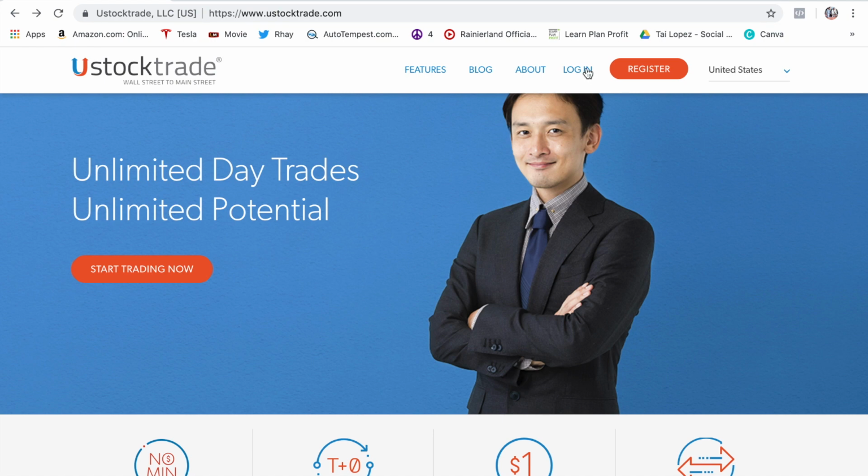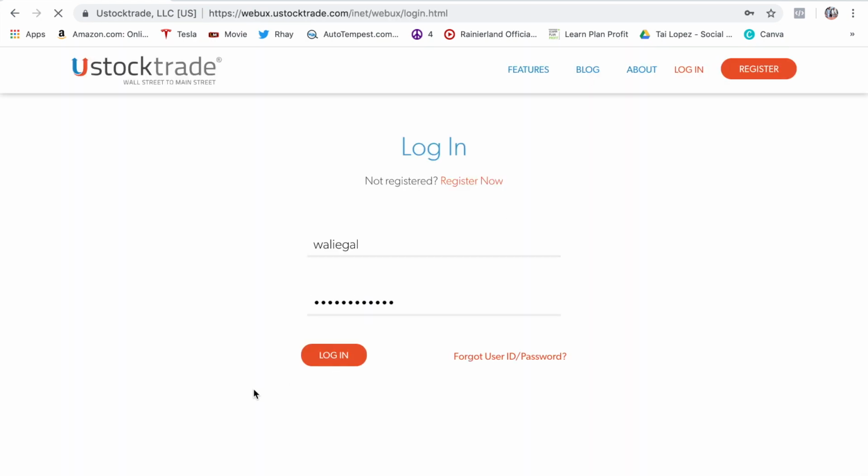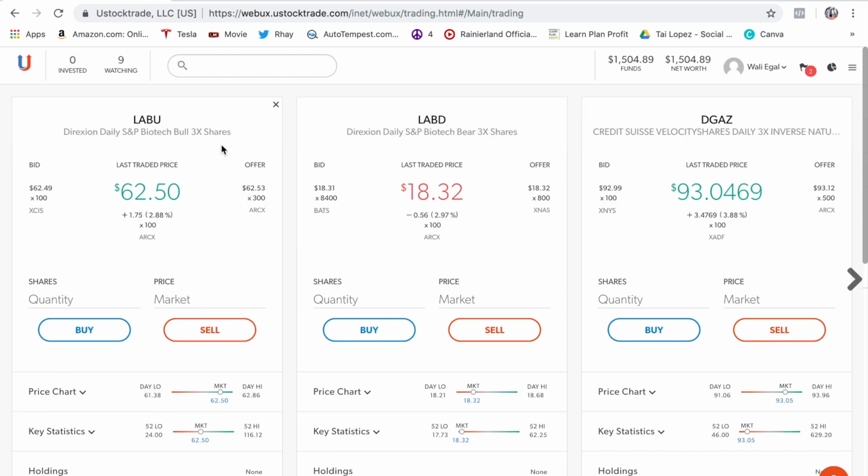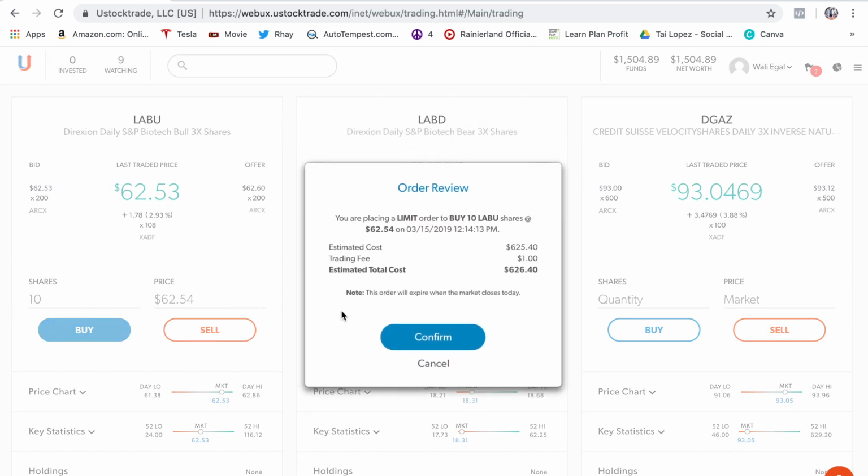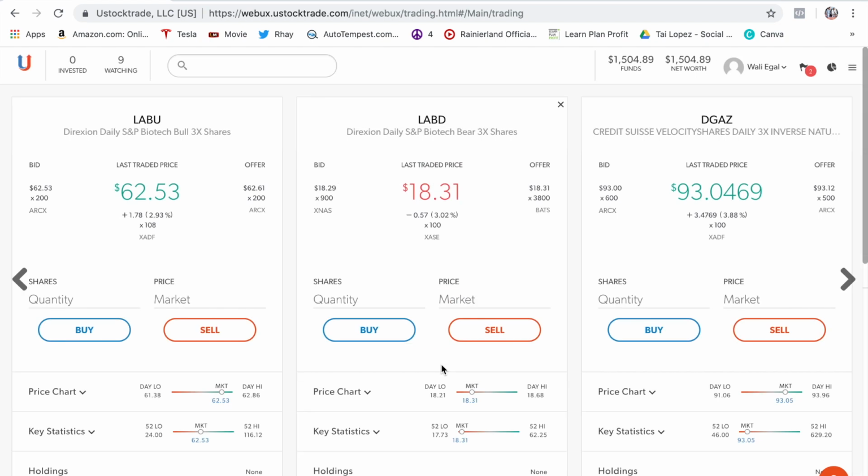So let me log in real quick. With Ustock, you can see right here, it's a pretty clean interface. What we have here is LABU and LABD. These are some of the ETFs I'm trading, and see how it doesn't have limited liquidity. If I were to take a position, I can just put in 10 shares right here and then put a market order, or I could give them a price. If I want to fill it, I just click buy. It's going to ask me to review the order, but I'm not going to click confirm because I'm not going to put in that trade, obviously. So, nice little interface.